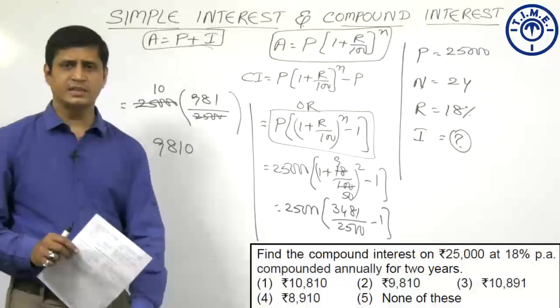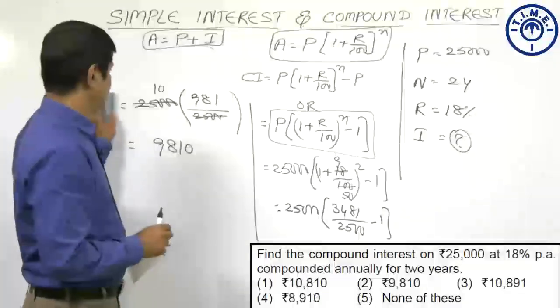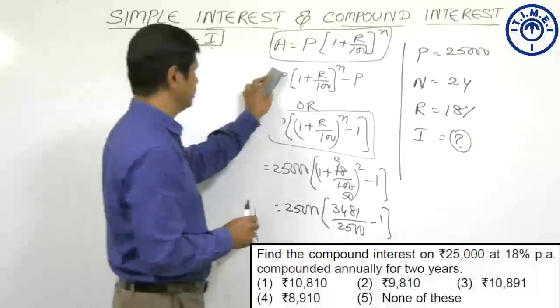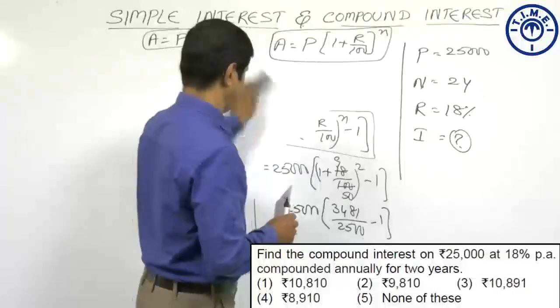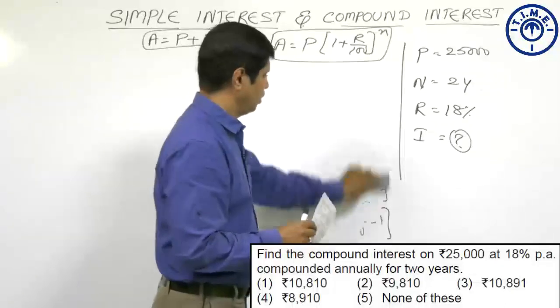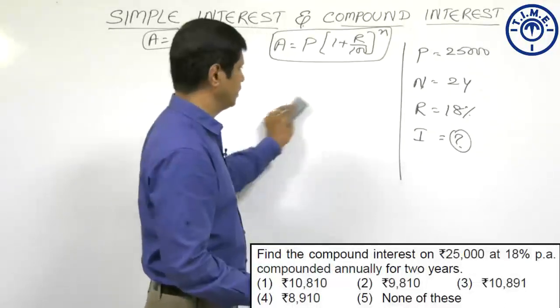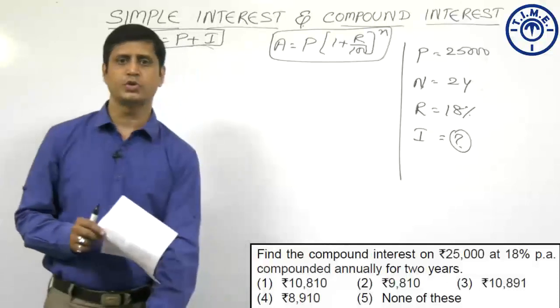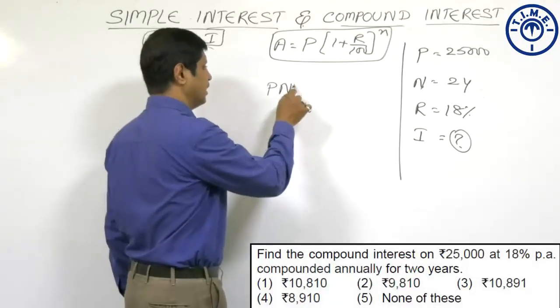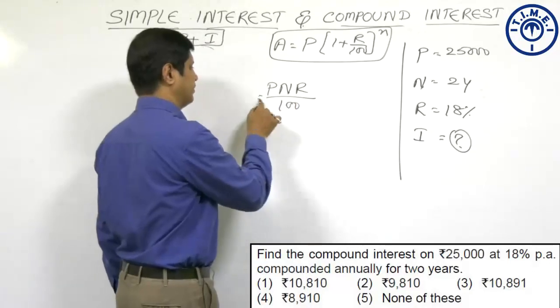Now, we can answer the same question using the simple interest formula. What is the difference between the simple interest and compound interest? In compound interest, the interest is added to the principal at the end of the term. Now, what is the simple interest formula? PNR by 100. Now, what to find? Compound interest is to be found for a period of 2 years on rupees 25,000. I am using the simple interest formula PNR by 100.